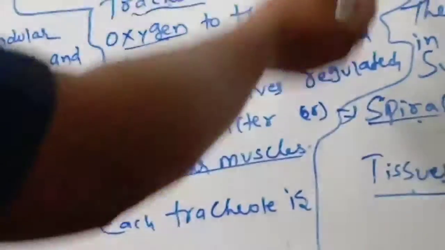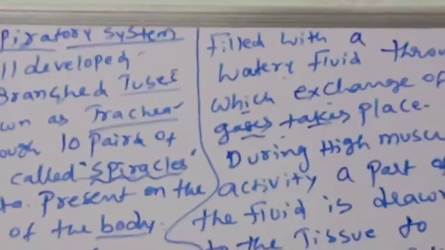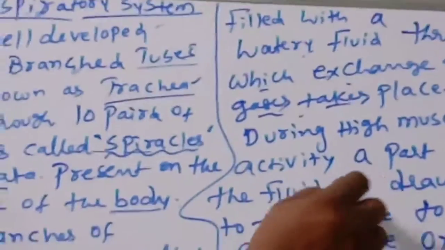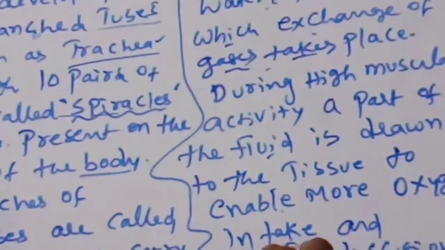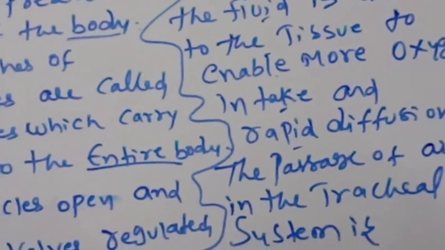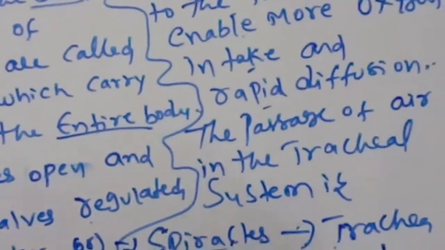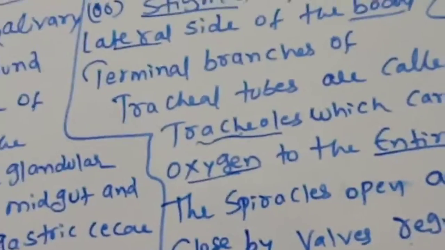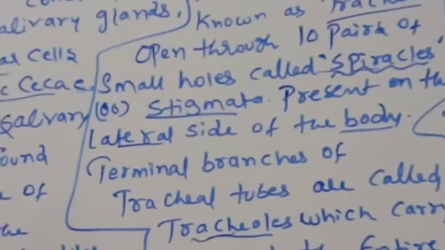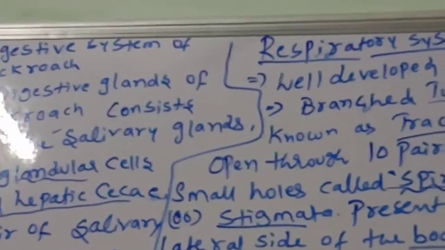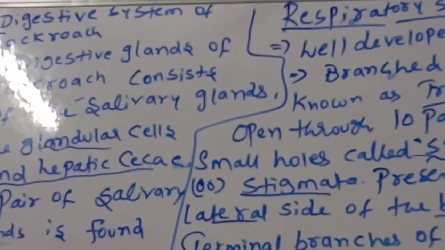Each tracheole is filled with a watery fluid through which exchange of gases takes place. During high muscular activity, a part of the fluid is drawn into the tissues to enable more oxygen intake and rapid diffusion. The passage of air in the tracheal system is spiracles, trachea, tracheoles and tissues. Okay, children, like that the respiration process takes place in the cockroaches.